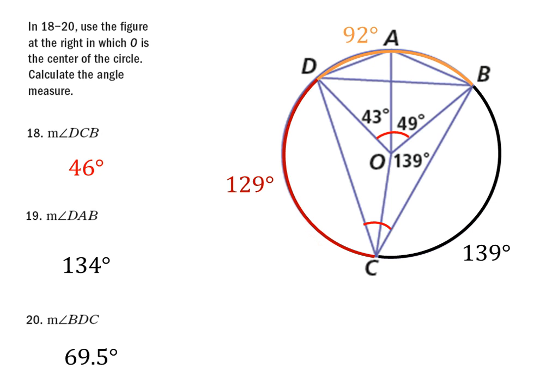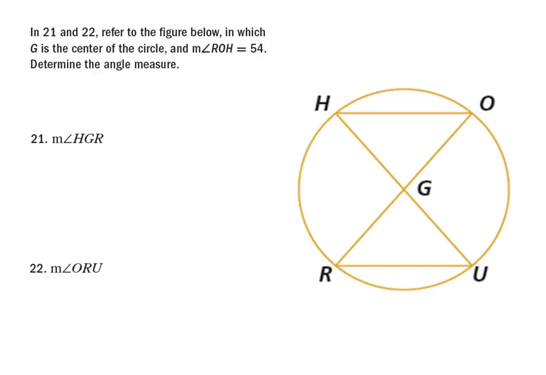Moving on to 21 and 22, another figure here where we know that the measure of angle ROH is 54, so I'll plug that in right now. That's 54 degrees. I know that because we're told that. We have to find these other angle measures. First HGR, so we have to find this central angle here. I'll notice again that angle ROH intercepts the same arc that HGR does. And I know this measure right here is 54, so that means that this arc from H to R has got to be 108 degrees, because this is twice that angle measure.